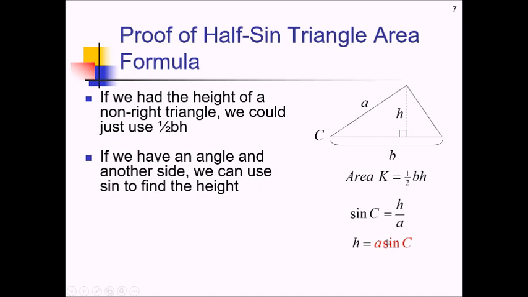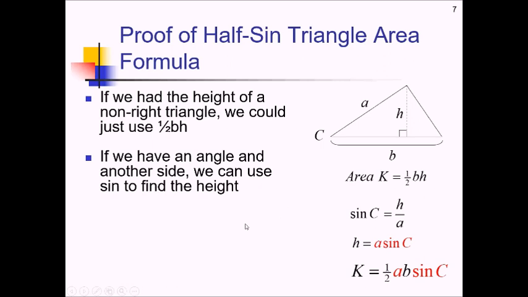Okay, well that means we can replace the h in this formula up here with a times sine of C. So we could write 1/2 b times a sine C. But since we like to write things in alphabetical order, we instead write 1/2 ab sine C. But look what I highlighted in red here. The a and the sine C really are just this h value. So this is where that half-sine formula is coming from. It's just a modified version of the original area formula.